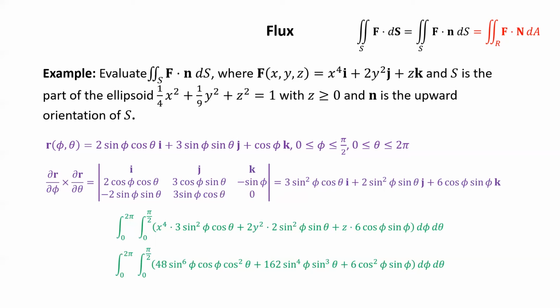The limits on the integrals, well, the theta limits are going from 0 to 2 pi, and the phi limits are going from 0 to pi over 2. That comes right from the parametrization. The answer to this is 4 pi. The integral itself is straightforward, so you should go ahead and check carefully that you get the same answer as me.